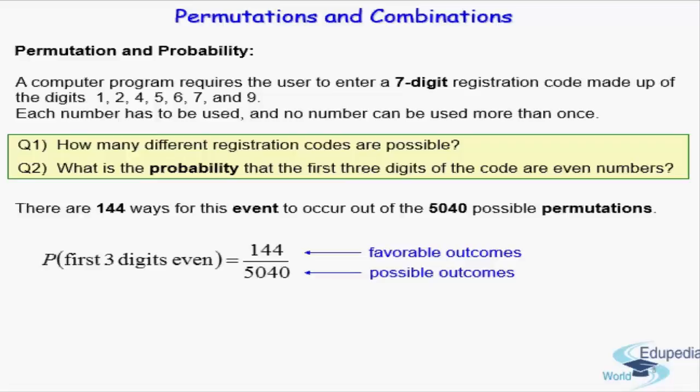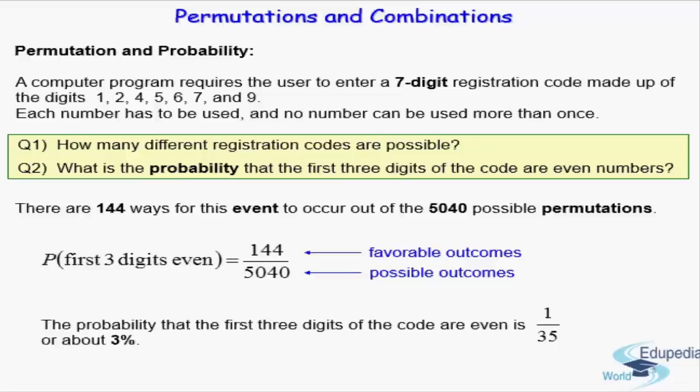What I want you to do is go over this example once again, because this is a really good example for you to understand how different scenarios can look really complex, but they're really simple in the end. Of course, the probability, you need to simplify it, and you're going to get 1 by 35, that is going to be 35%.